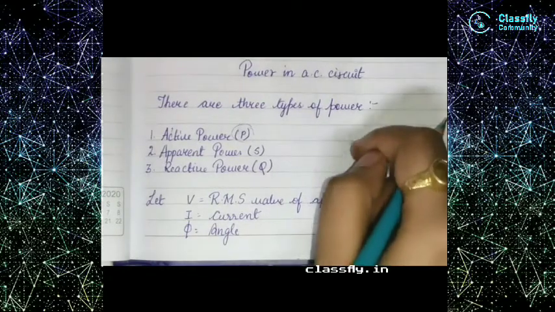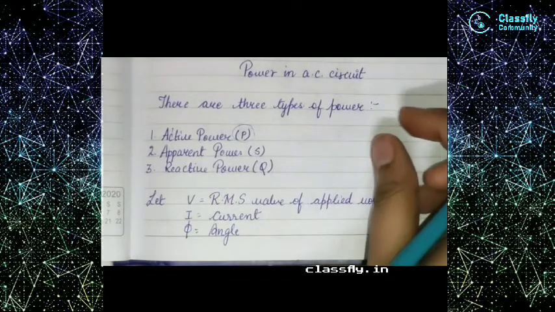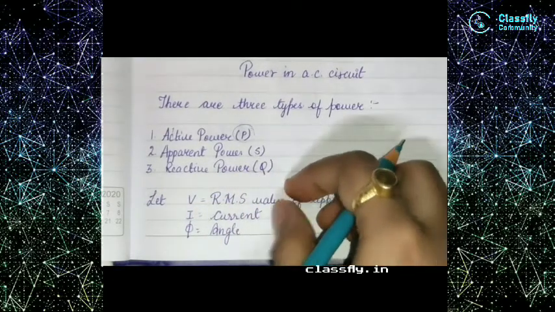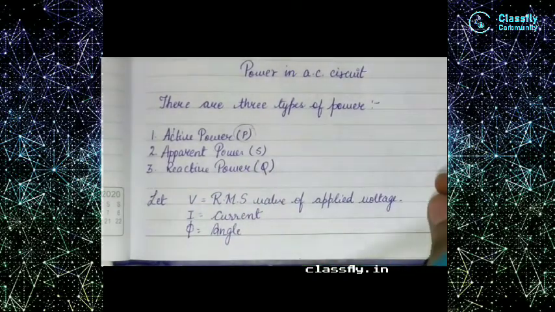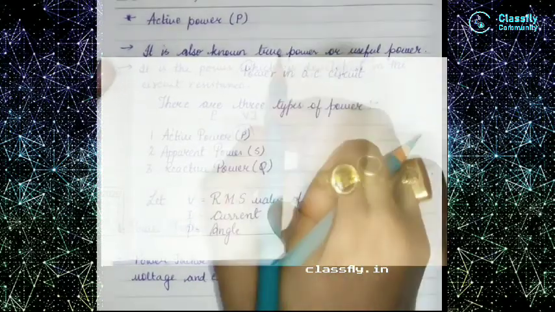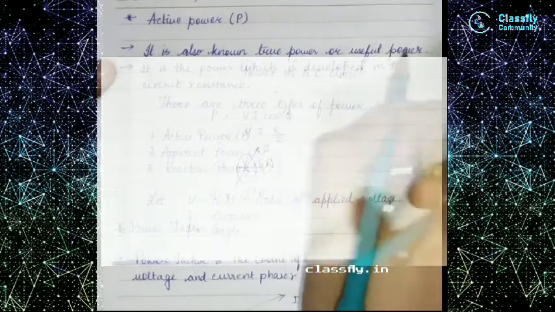So before we move ahead with the powers, we need to do some assumptions. So let V be equal to the RMS value. RMS value means root mean square value of the applied voltage. Okay. And I is the current flowing in the AC circuit.